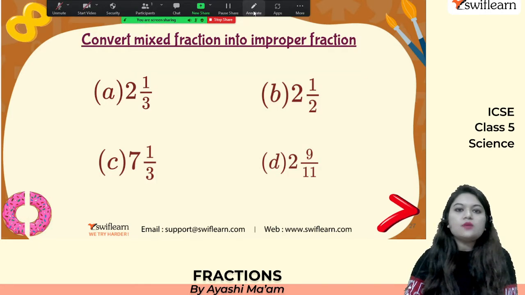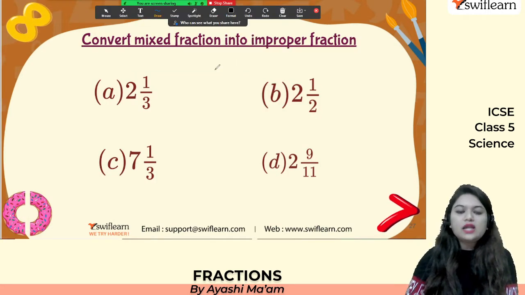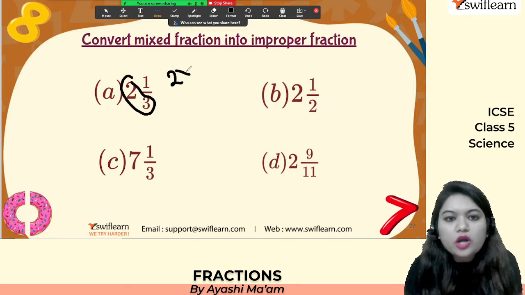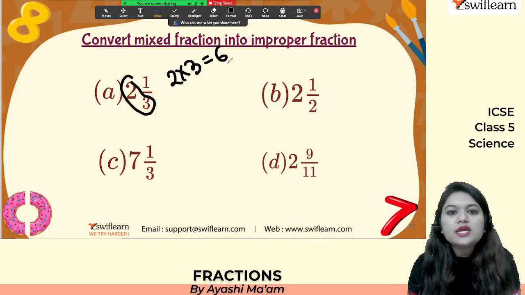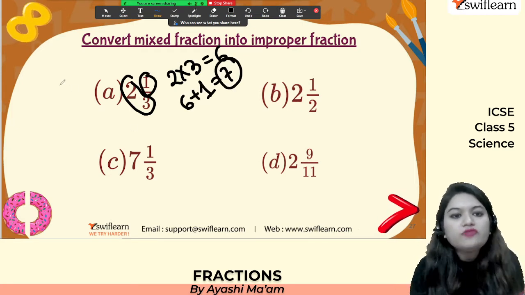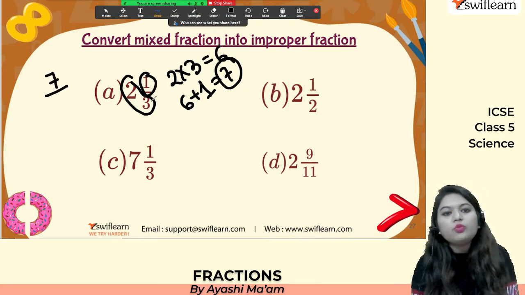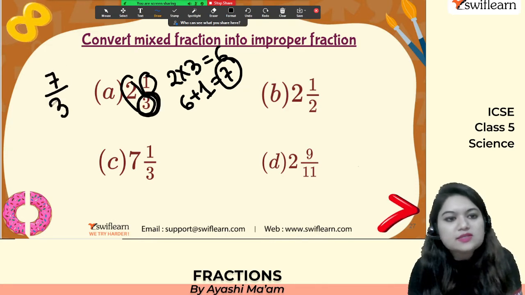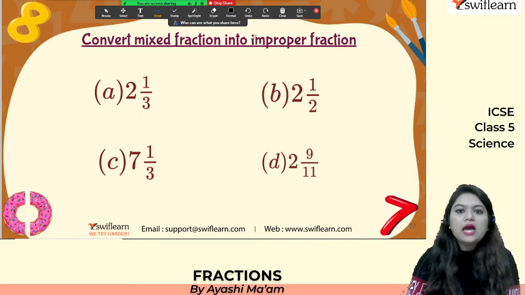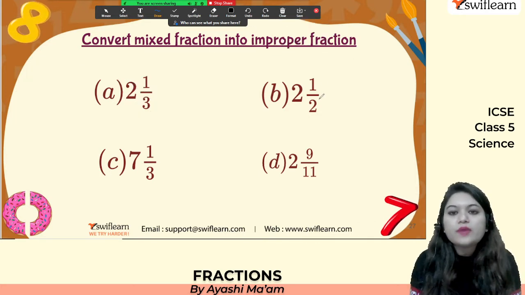Now let's try some examples. Let's do it. First one. So first I told you, simply do this. That means what? 2 times 3. 2 times 3 is 6. And then 6 plus this one. 6 plus this one is 7. Okay. And so what will be the final answer? 7 will be the numerator and the denominator will be this 3. So answer will be 7 by 3. Done.